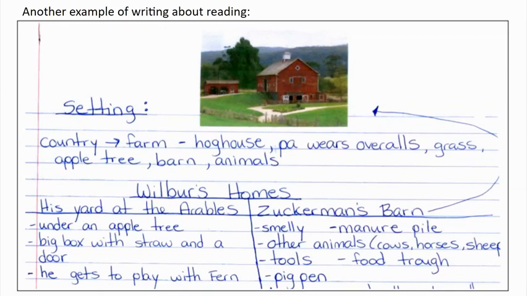Now we take a look at Zuckerman's barn. It's smelly. There's a manure pile. There are other animals, cows, horses, sheep. There's tools. There's a food trough and a pig pen. When I read all of those words about the barn, I think, okay, well, it's smelly and there's this manure pile, but all these different animals probably making all kinds of noise. And then the tools and the food trough, it sounds like it might be a little crowded, stifling. And he's in this pig pen, so he's kind of penned in. He can't get out. He doesn't have the freedom that he might have under the apple tree.